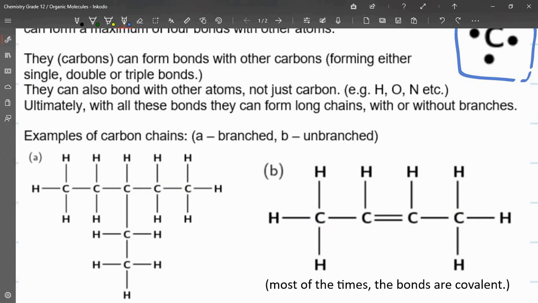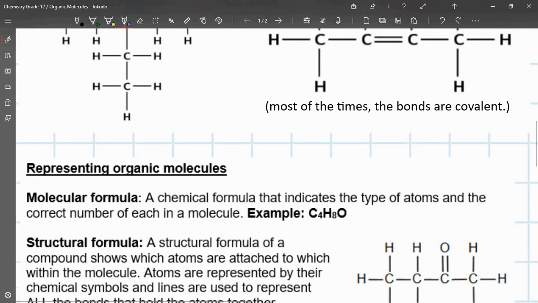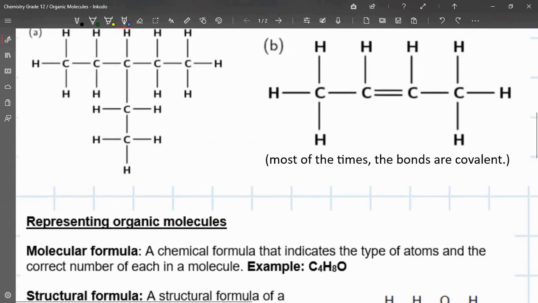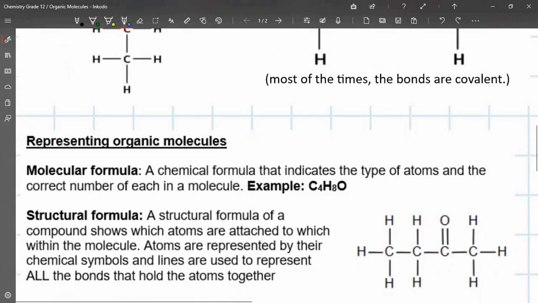Most of the time these bonds are covalent. I'm not going to go over bonds in this video. You should already be familiar with what bonds are. So now, how do you represent these molecules? How do you represent these chains? In terms of representing organic molecules, there are different ways. You can represent them using molecular formula, structural formula, or condensed structural formula.